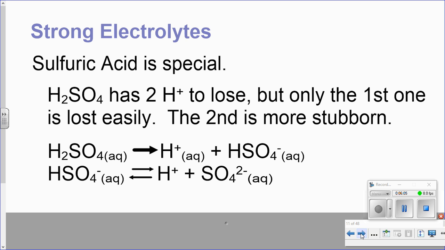Okay, moving on. Some special points about strong electrolytes. Going further, sulfuric acid is special. It has 2 H pluses to lose, but only the first one is lost easily.